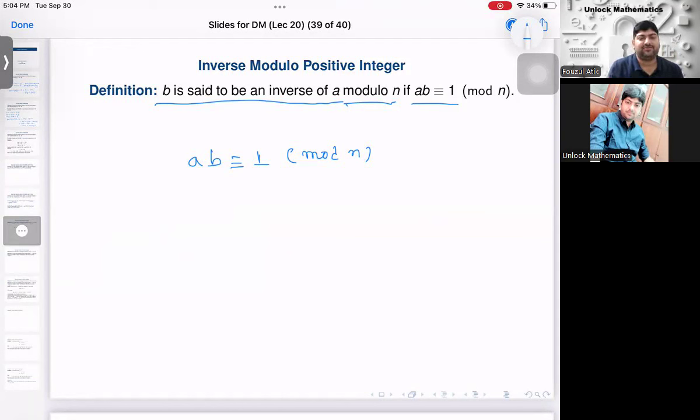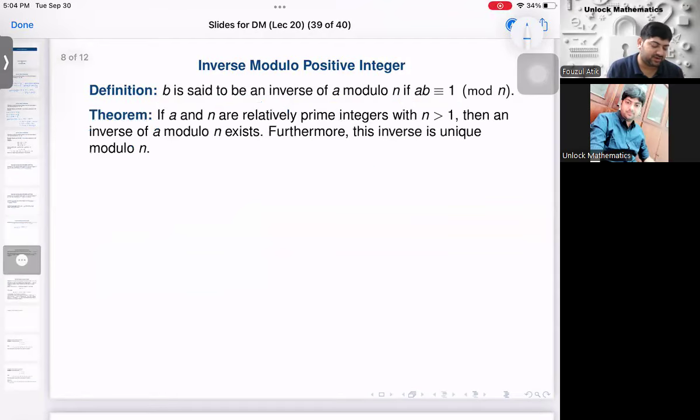Now we'll have a theorem on how to find the inverse modulo n. This theorem will help us to get that. If a and n are relatively prime integers, relatively prime meaning their GCD is 1, with n greater than 1, then an inverse of a modulo n exists. Because otherwise you may not have a guarantee that the inverse modulo n exists.